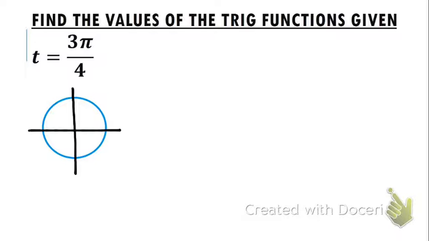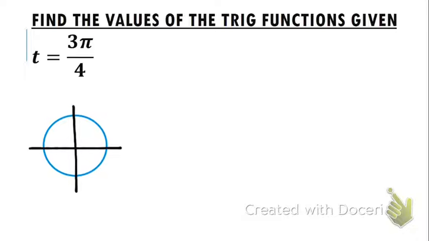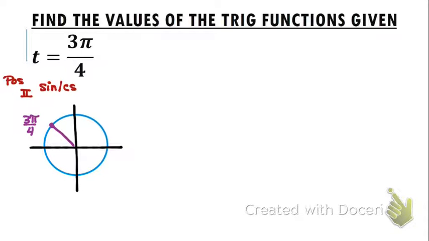Three pi over 4. Is that on my unit circle? Yes. What quadrant is 3 pi over 4 in? Second quadrant. It's going to bisect the second quadrant, right? So here's 3 pi over 4. We're in quadrant 2. Who's positive in quadrant 2? Sine. Sine and cosecant.